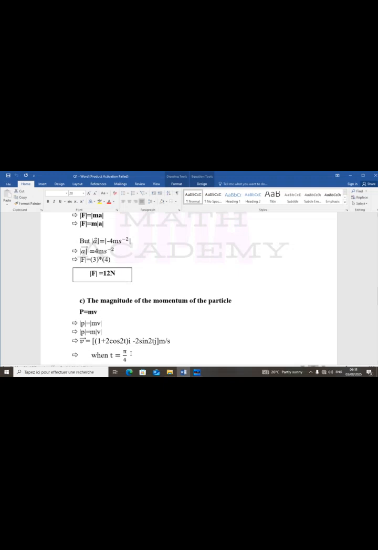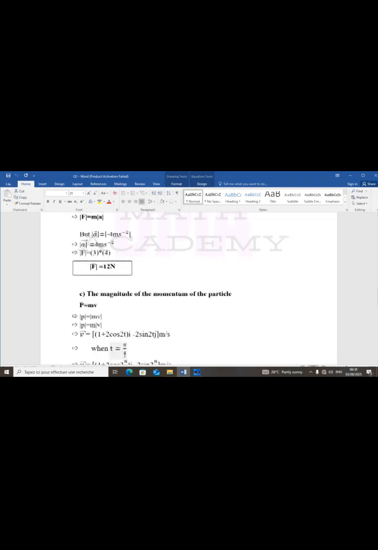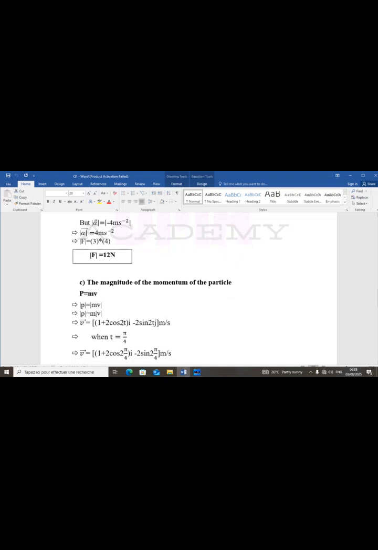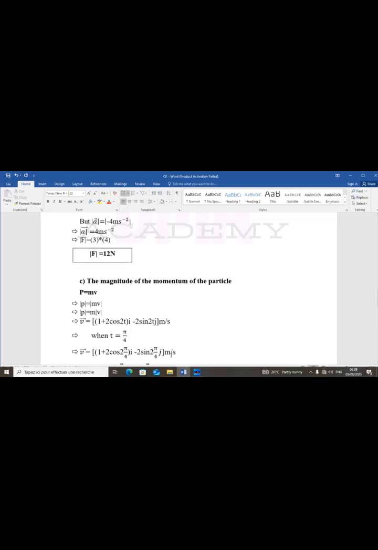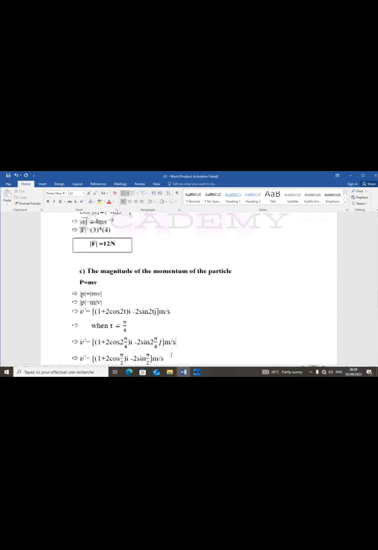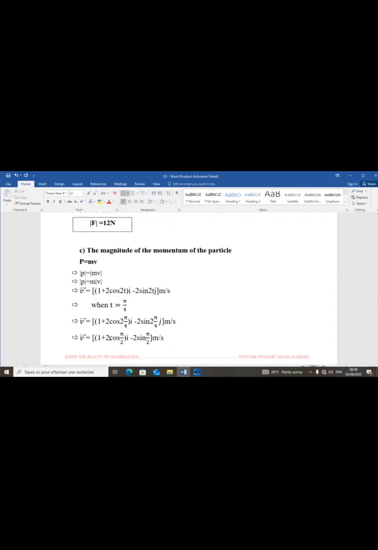So when t equals pi on 4, we simply replace t with pi on 4 here. We're going to have 1 plus 2 equals 2 times pi on 4 i minus 2 sine 2 times pi on 4 j, meters per second. There's a j here. So when we simplify, we have 1 plus 2 equals pi on 4 i minus 2 sine pi on 4 j, once in the j direction.